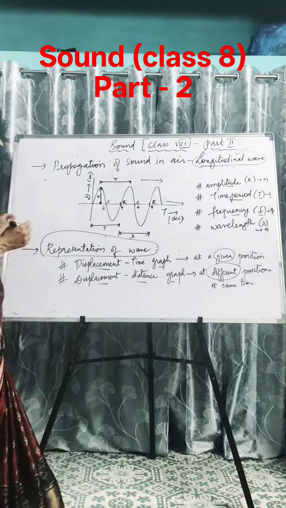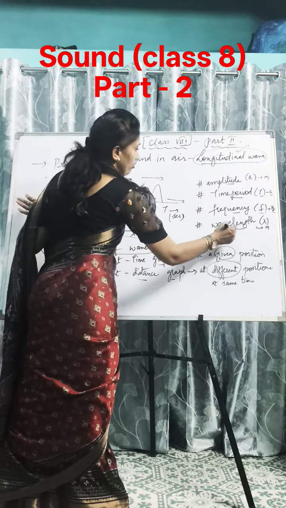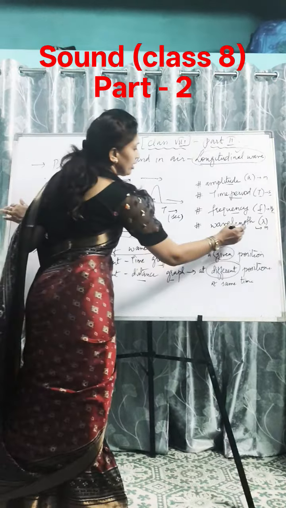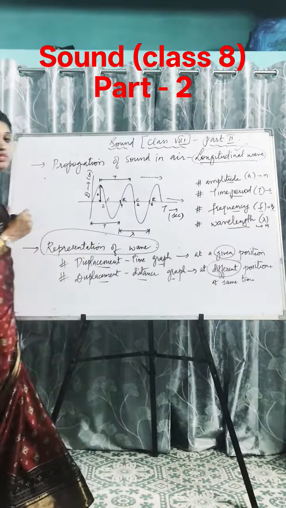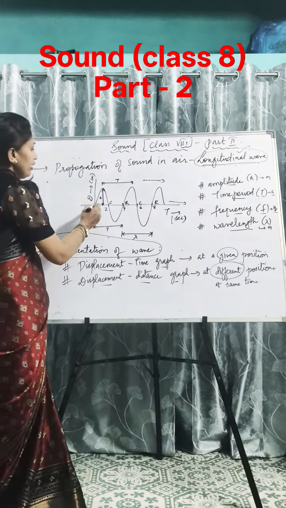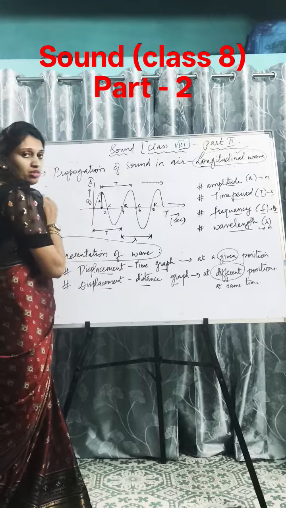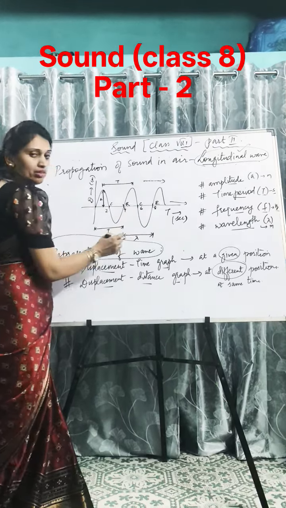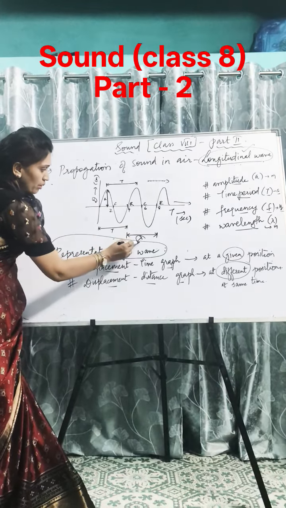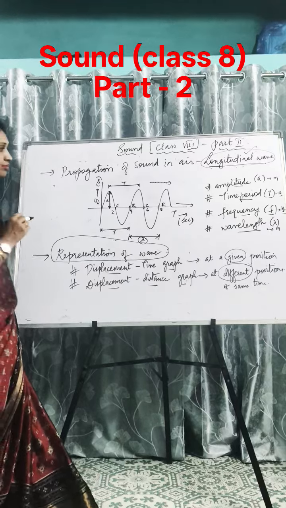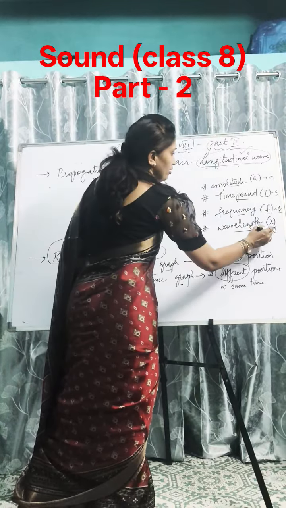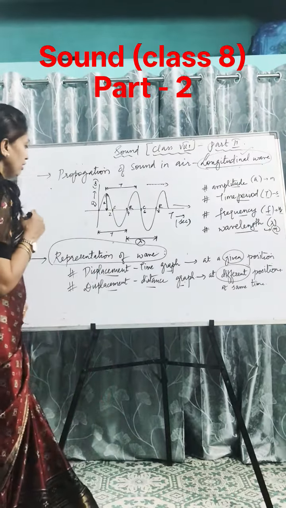Thirdly, frequency. Frequency is nothing but the number of vibrations made per second, represented with F and measured in hertz or per second. Then next we have is the wavelength. See, by the name itself we can make it out. What basically length here means? It is a distance between two consecutive compressions or two consecutive rarefactions, which is actually represented by lambda. Right? The SI unit is meters.